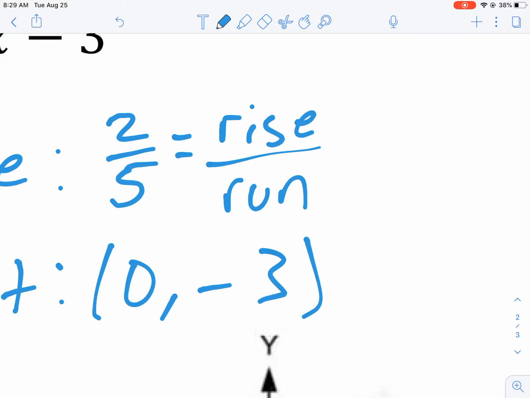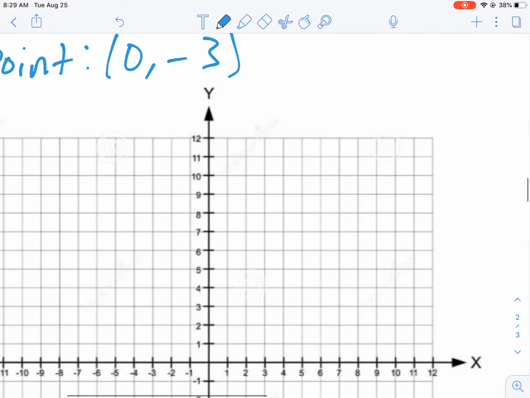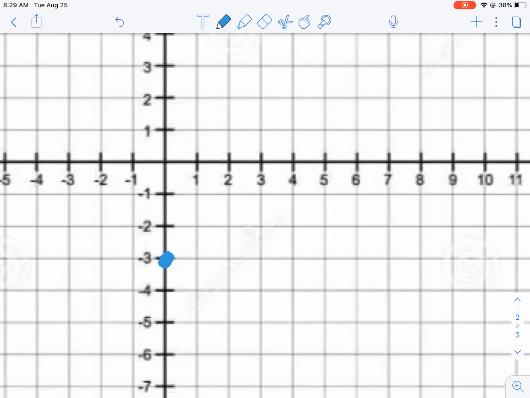So whatever number is on top, for us that's 2, you're going to go up that much. So I'm going to count up 1, 2, and then you're going to count over 5 because our run is 5. So you got 1, 2, 3, 4, 5. All right, so that's going to be our new point.